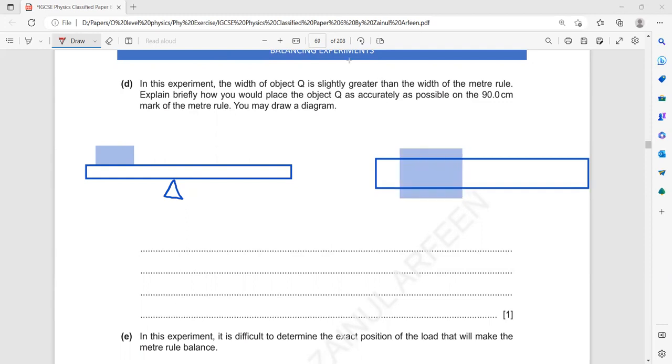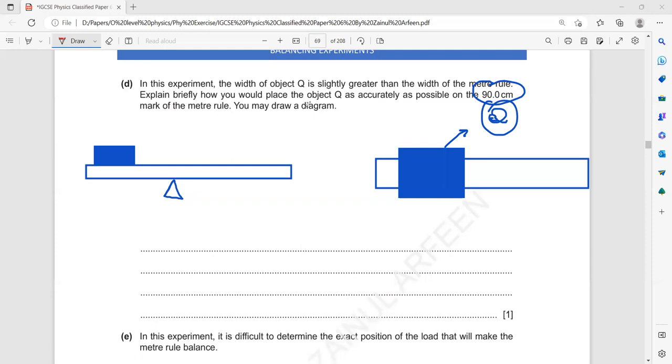So the question is, the width of the object Q is greater than the width of the meter rule. So if the width of the object is greater than the width of the meter rule, you won't be able to tell where the center lies. I cannot identify where the center of Q will lie. So how would you place Q exactly at the 90 centimeter mark? How can we identify that it is exactly at the 90 centimeter mark?